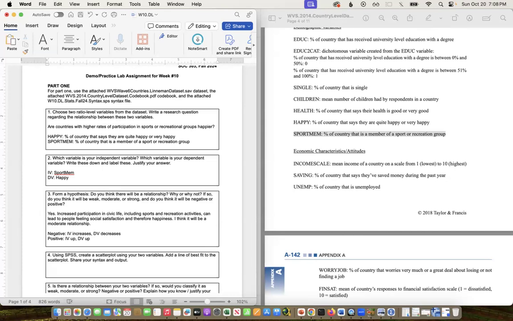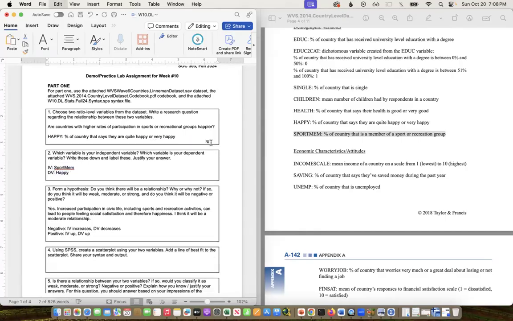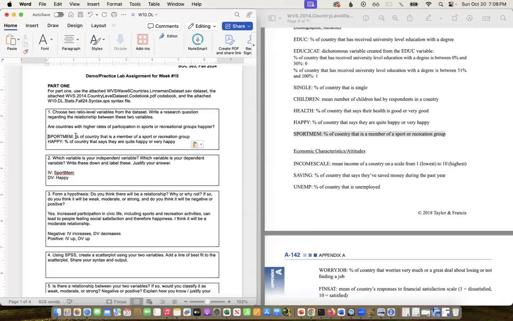It's kind of just flat, or bouncing around in a way that doesn't have a common linear pattern. So for this, if I'm saying that as sports membership increases, happiness will increase, then I'm saying that it's a positive relationship, because as the percent of country that is a member goes up, I'm expecting the percent of countries saying they're happy to go up. So I think it's a moderate positive relationship.